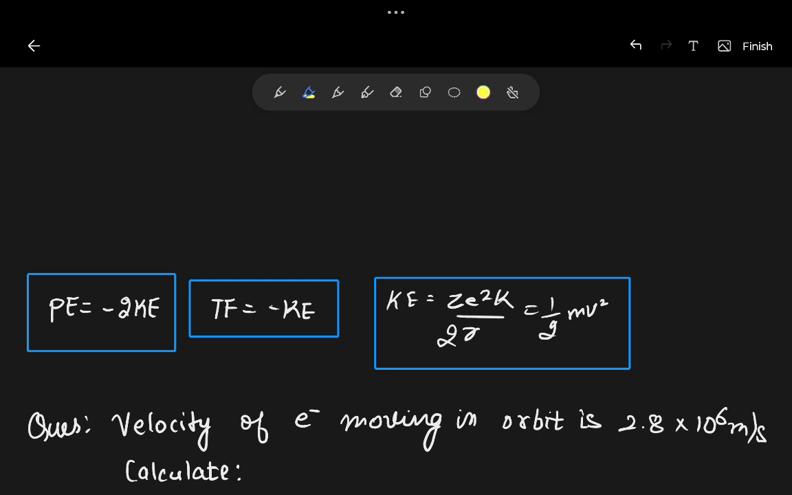Alright, so here we go. Potential energy. We found the relation between potential energy and kinetic energy. So we got potential energy is equal to -2 of kinetic energy. So if you just know kinetic energy, just multiply it with -2 and you'll get potential energy. And total energy is just negative of kinetic energy. And then here is the formula for kinetic energy.